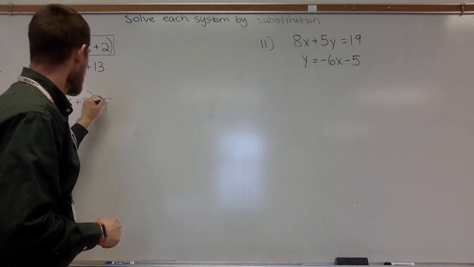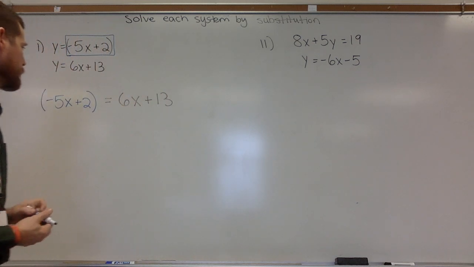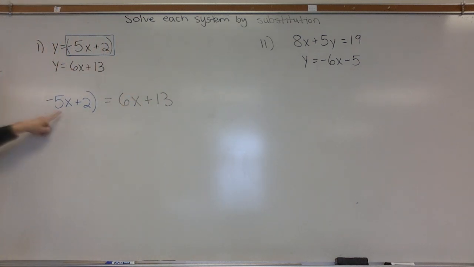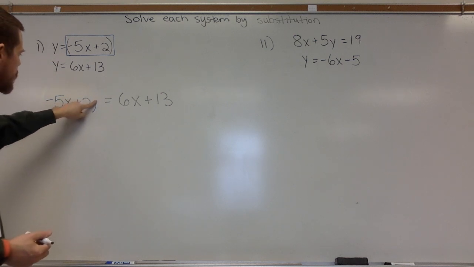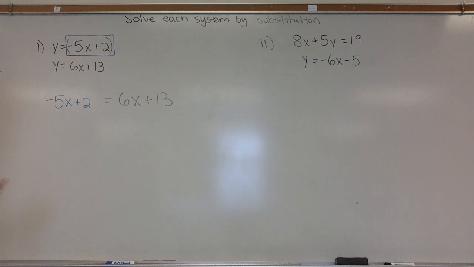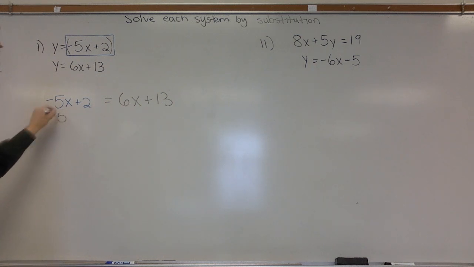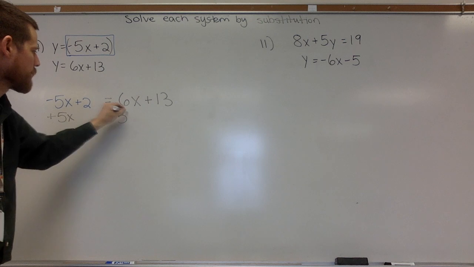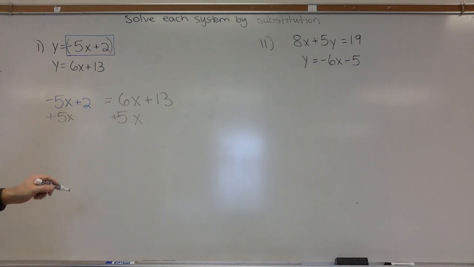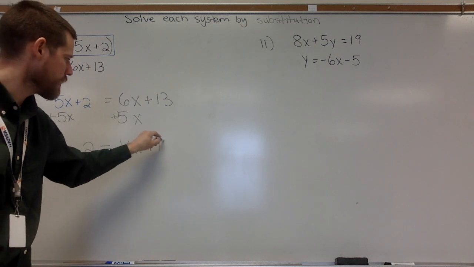So I have an equation now which has one variable in it. This has an x over here on this side, and I have an x over here on this side. So I'm down to just one variable now. I can solve this. This is your standard equation. I'm going to move this 5x to the right because I want to keep everything positive. That's going to leave me with 2 equals 11x plus 13.